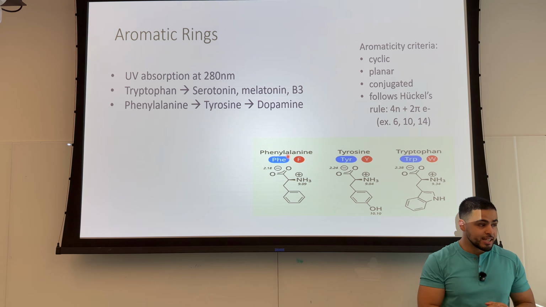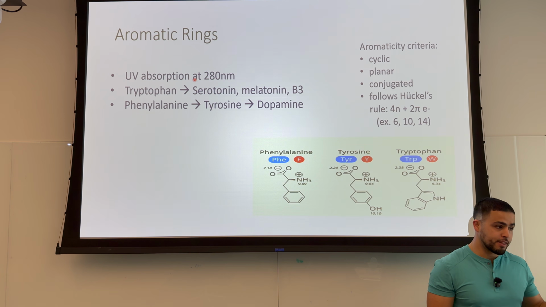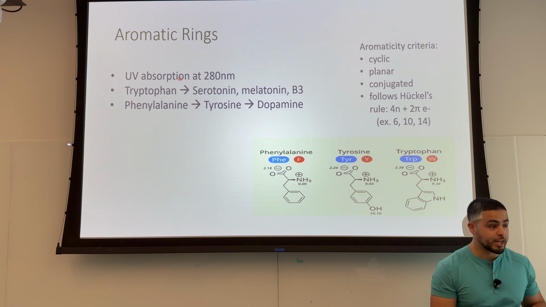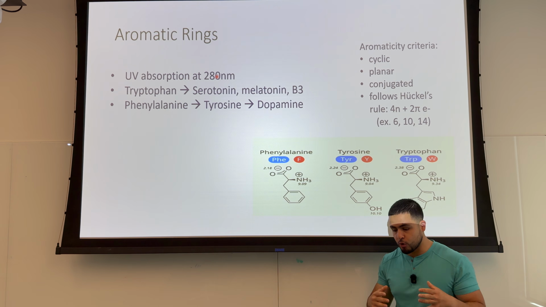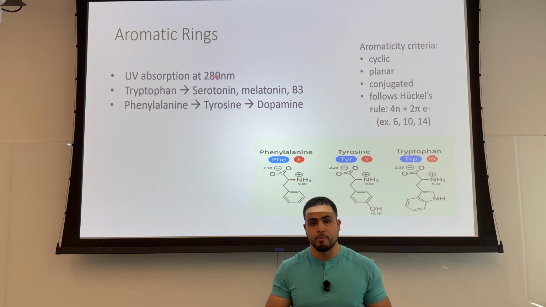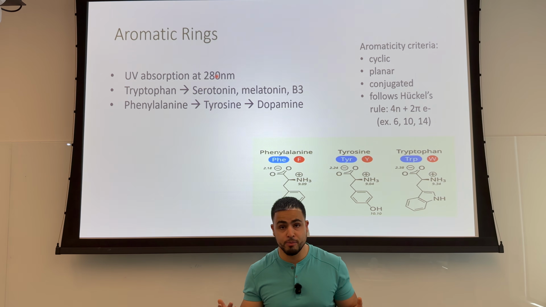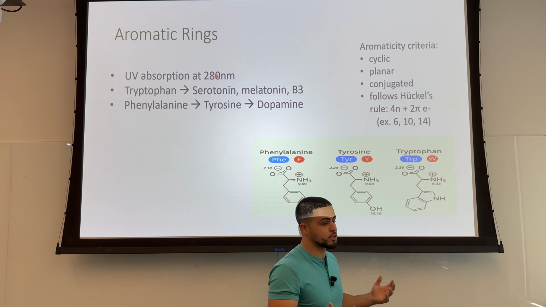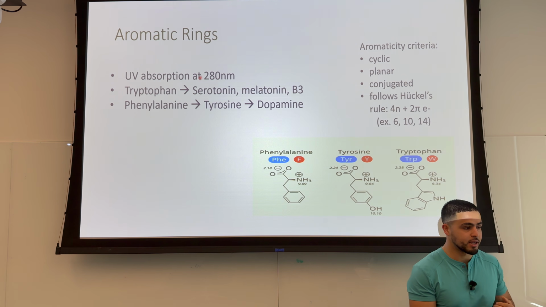Now, what's significant about aromatic rings? If you look at them under UV spectroscopy, you'll see peak absorption at 280 nanometers. So sometimes they'll give you a graph. They'll tell you a protein has a peak at 280 nanometers. Which of the following amino acids is most likely present in abundance in this protein? And it'll be one of the aromatic amino acids.